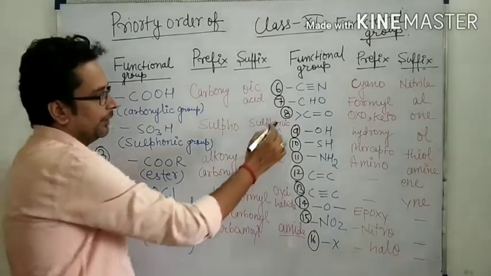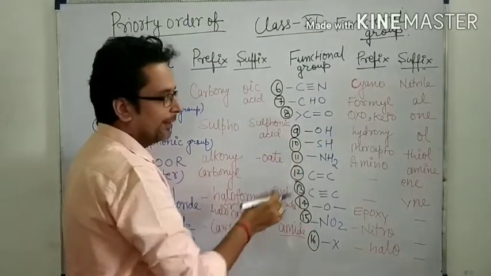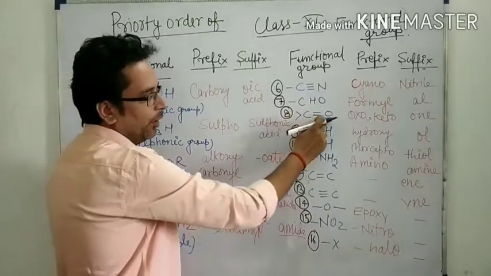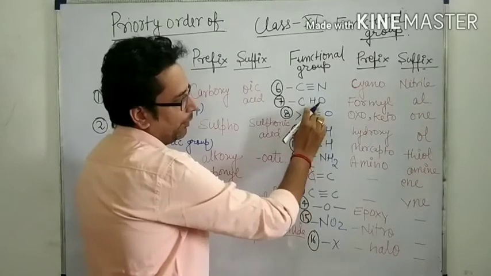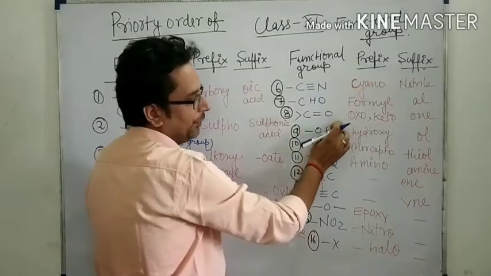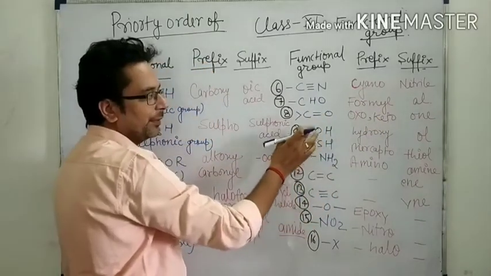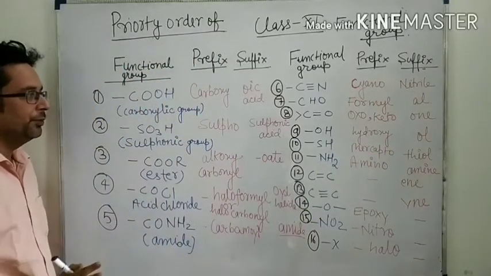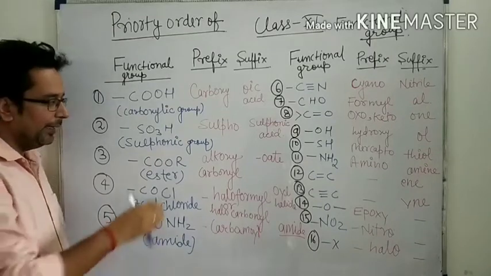Now look here, this is CHO. All of you know very well, CHO means aldehyde. This one is the cyano group, and C double bond O is the ketone group. Look at CHO: when the CHO group is used as a prefix, we use formyl. But when the CHO group is used as a suffix, we use al. So take a screenshot of this, note it down in your copy and learn it according to priority order.